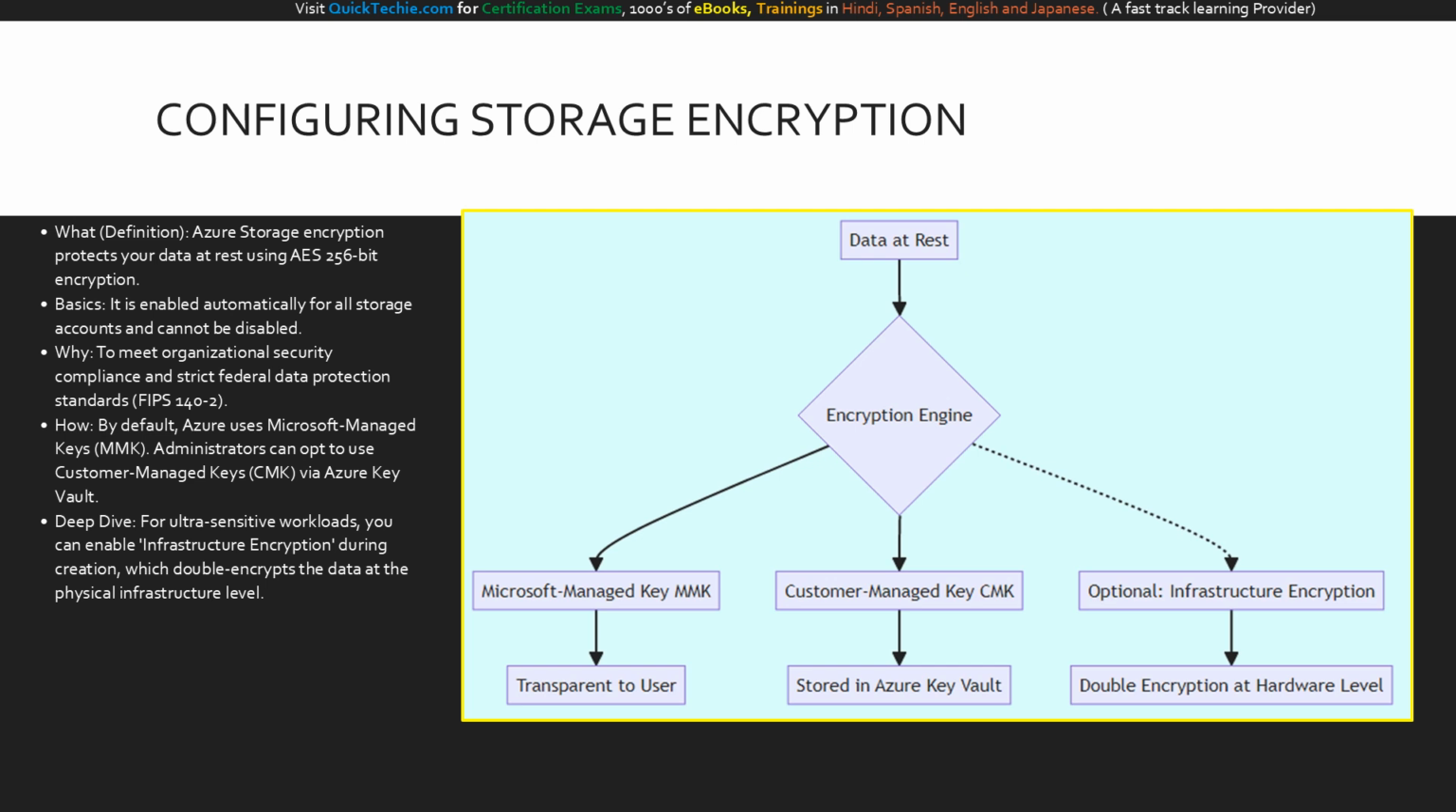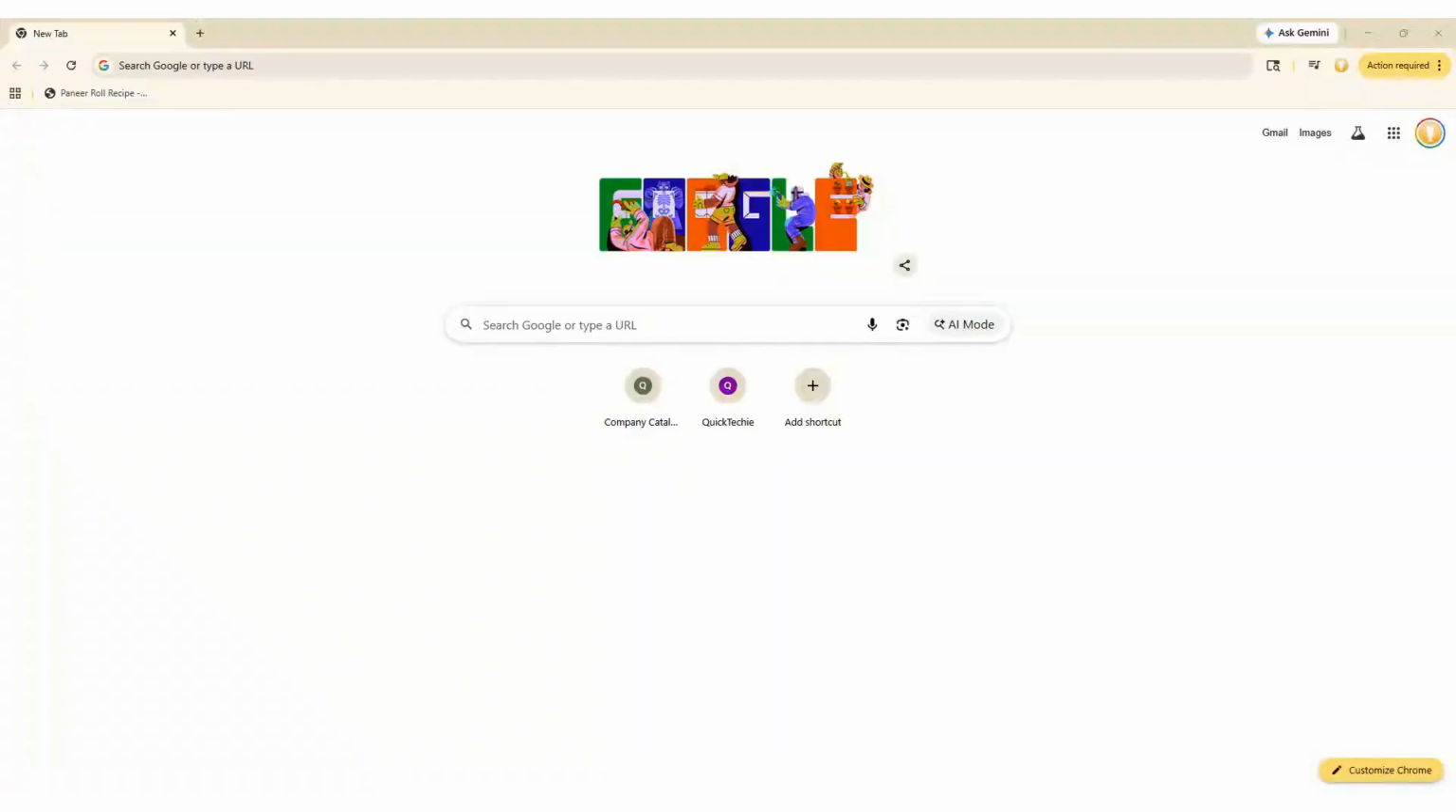Vault. Furthermore, notice the dotted line branching down to infrastructure encryption. If selected during account creation, this ensures a secondary layer of encryption is applied directly at the hardware level, providing ultimate peace of mind.